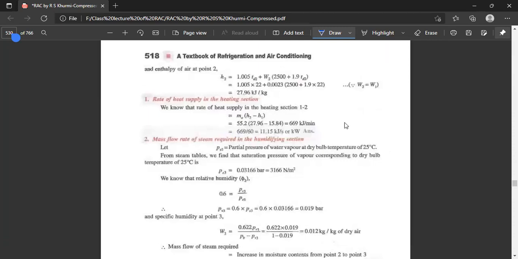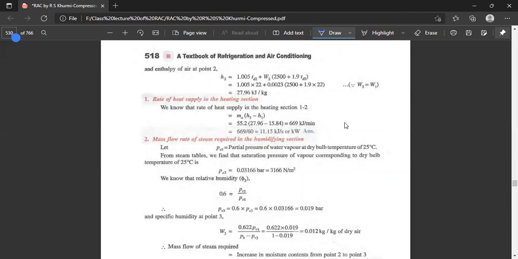The mass flow rate of steam required in the humidifier section: the partial pressure PV3 of water vapor at dry bulb temperature 25 degrees centigrade, the dry bulb temperature of the outgoing air. From the steam table, we know the saturation pressure of vapor at a dry bulb temperature of 25 degrees centigrade. The saturation pressure is given as 0.03166 bar, 3166 Newton per meter square.